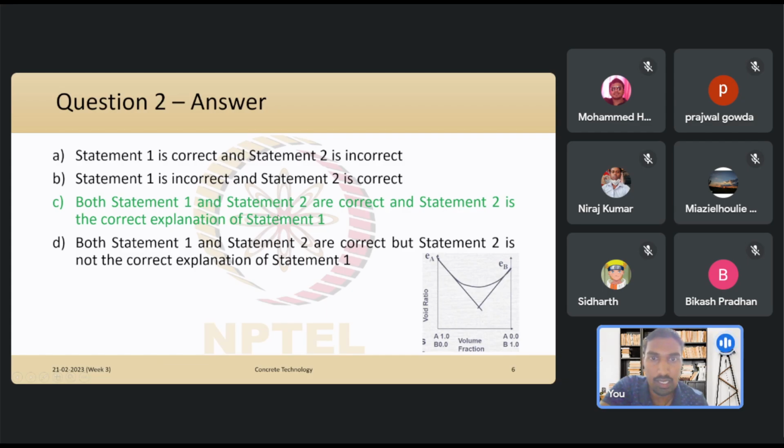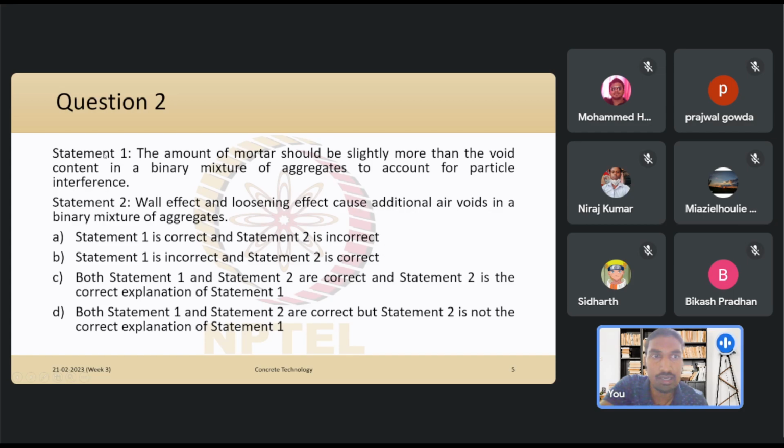So what do we have in the statements? The first statement is saying that we should add more mortar than the void content that we have in a binary mixture, right? And why we are doing that is for the particle interference. And statement 2 is saying what the particle interference does, which are the wall effect and the loosening effect. These two effects cause additional air voids in a binary mixture, right?